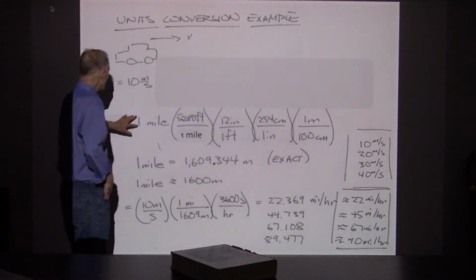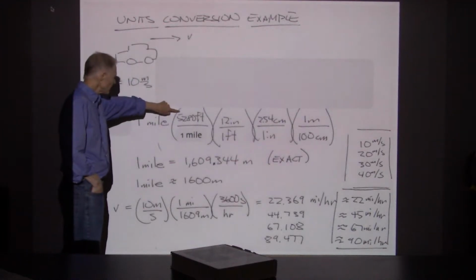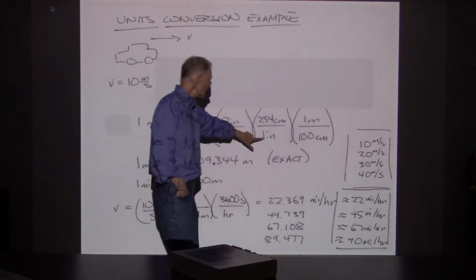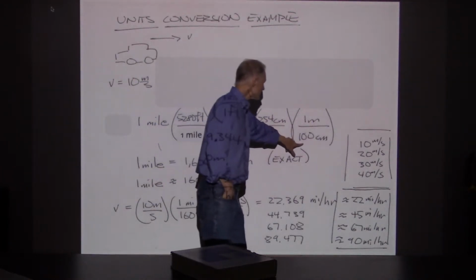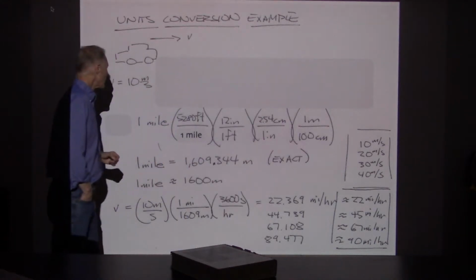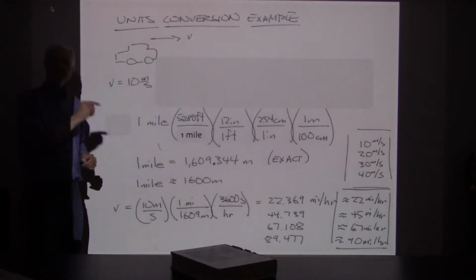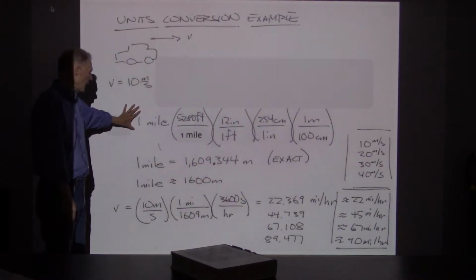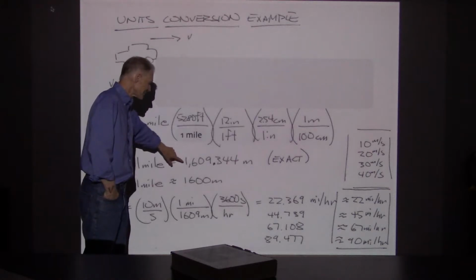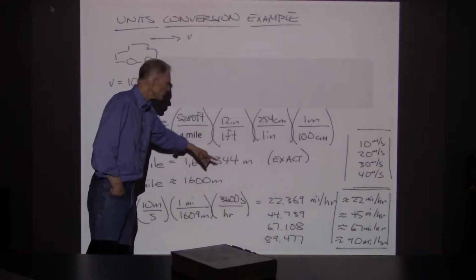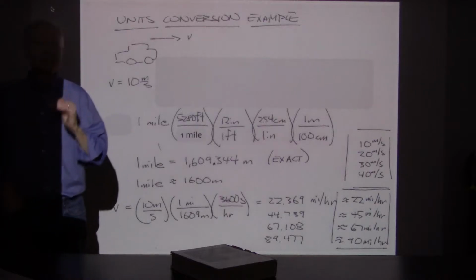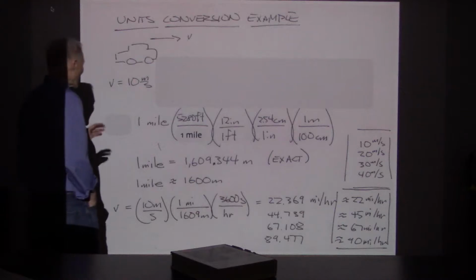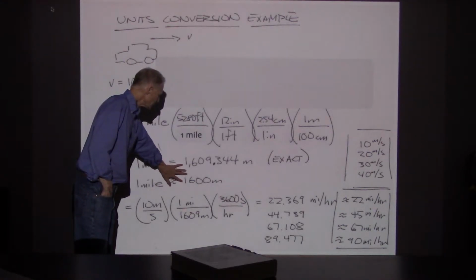So let me do this. I'm going to take a mile, and I'm going to put in the 5,280 feet, because that's how many feet there are, and turn that into inches, and take the inches and turn them into centimeters, and take the centimeters and turn them into meters. It turns out that all of these conversions are exact. So if I start out with exactly 1 mile, that is exactly 1,609.344 meters. That is an exact conversion by definition. That's how that works. Now, I'm going to round that a bit. I'm going to round it to 1,600 meters.